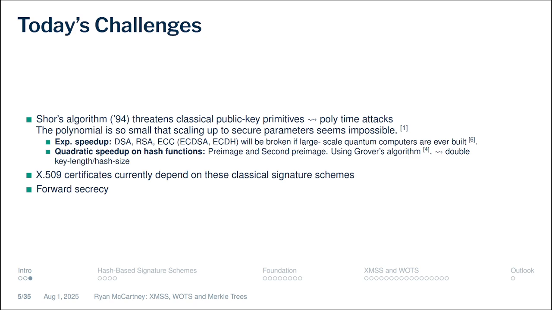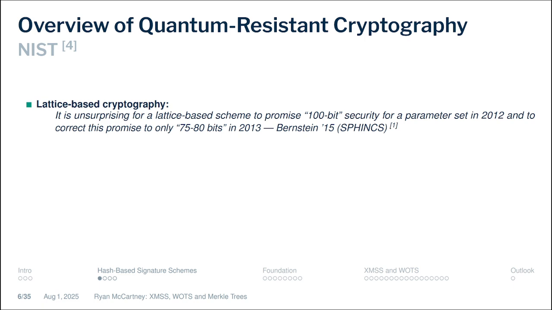Another reason why we need to act now is forward secrecy. Everything we do now should be secret, and the signatures should be authentic, even in 20 or 30 years. So it's not enough to be secure in the moment. It has to be secure in 20 years as well. That's what forward secrecy is about.